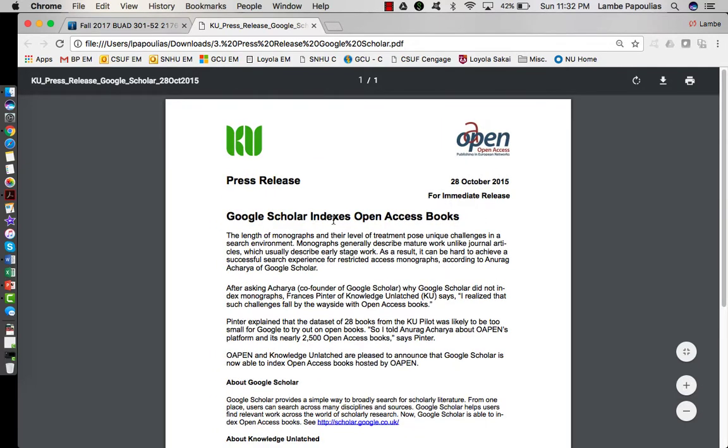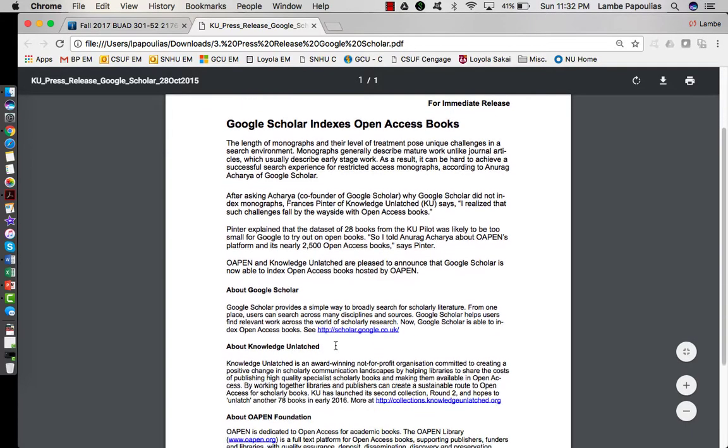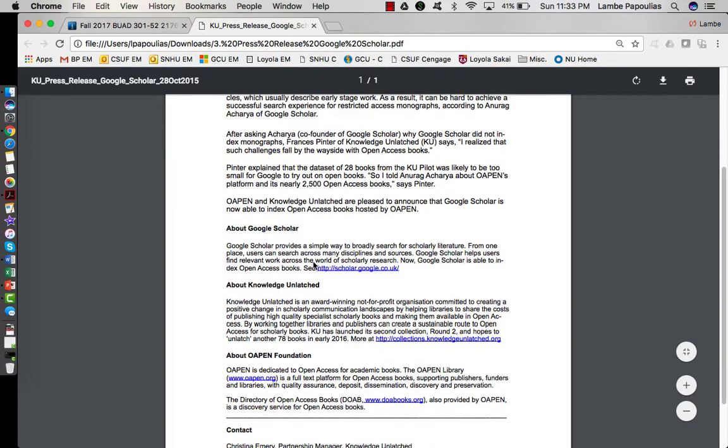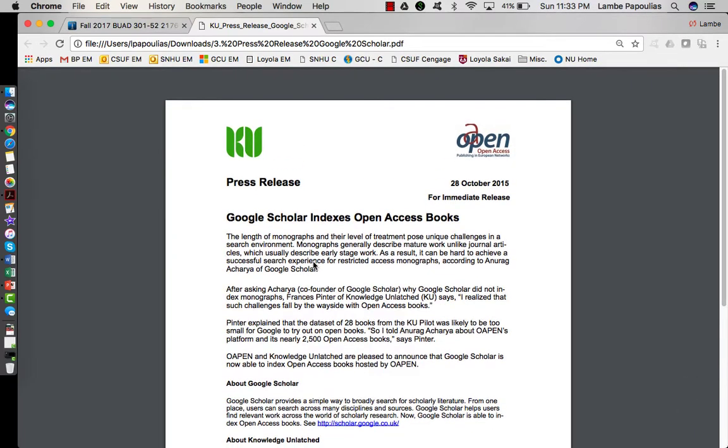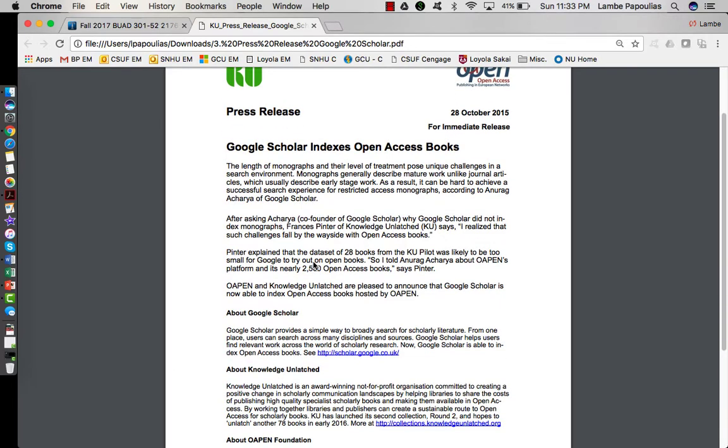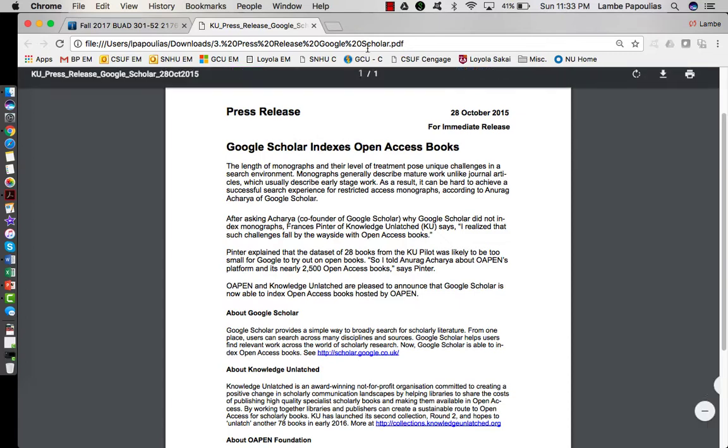So Google Scholar indexes open access books. The length of monographs and their level of treatment pose unique challenges in search environment. Monographs generally describe mature work, unlike journal articles, etc. So this helps talk about Google Scholar, how it's used, and the benefits of having it. And make sure again to look at those press releases in your business writer handbook to get an idea of formatting.